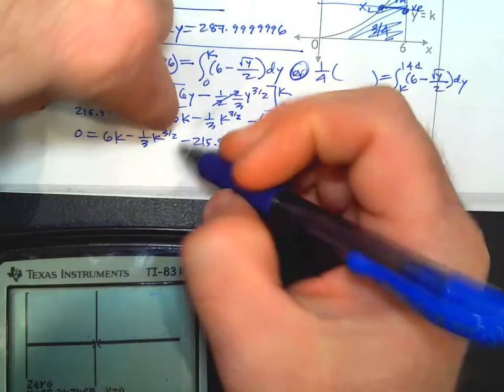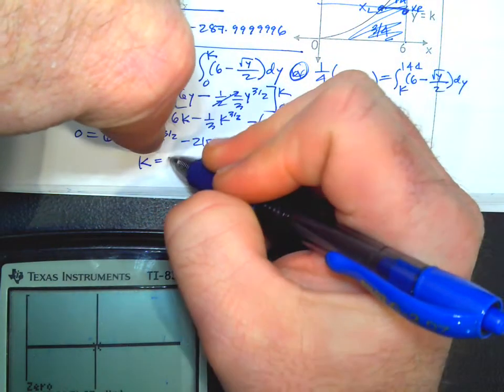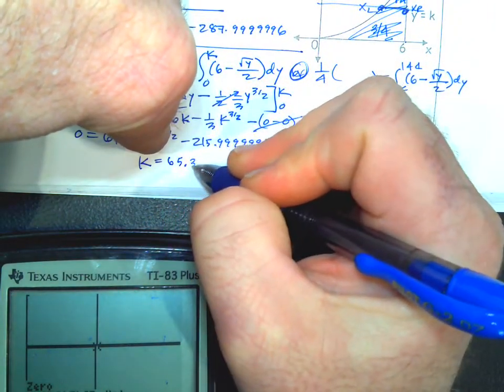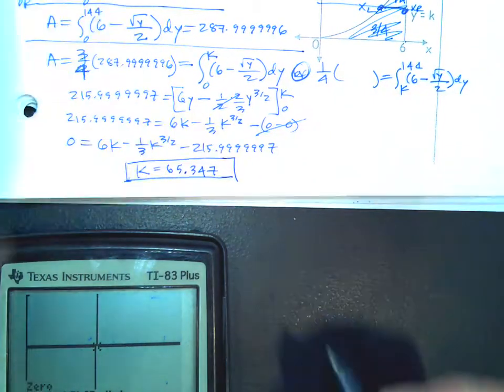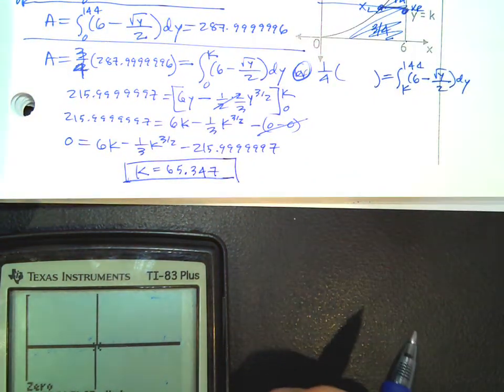And so the answer is k equals 65.347. 3 decimal accurate for your final answer. Round or truncated, it comes out the same this time. That's the answer.